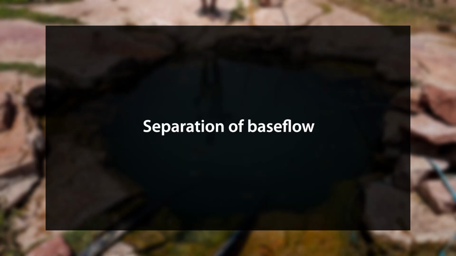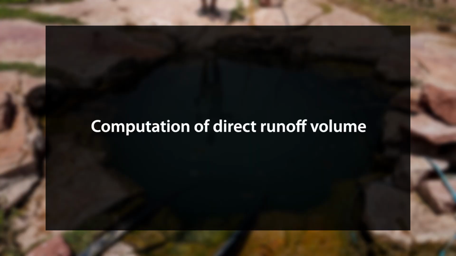Here I will just list some of the methodological steps involved in the process of deriving a unit hydrograph. Number one is separation of base flow. The observed flood hydrograph consists of both base flow and direct runoff components. Base flow is first separated using suitable methods so that the ordinates of the direct runoff hydrograph can be obtained. Second is the computation of direct runoff volume. The area beneath the direct runoff hydrograph is used to compute the total volume of direct runoff.